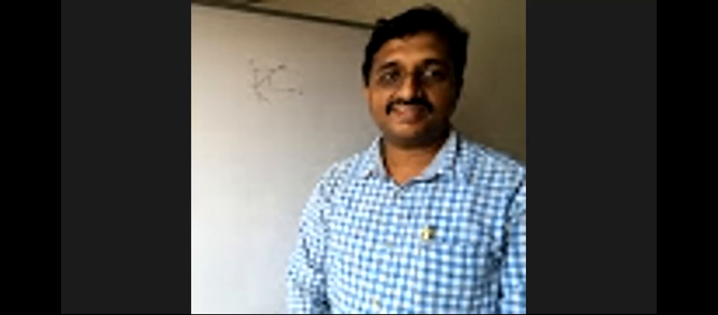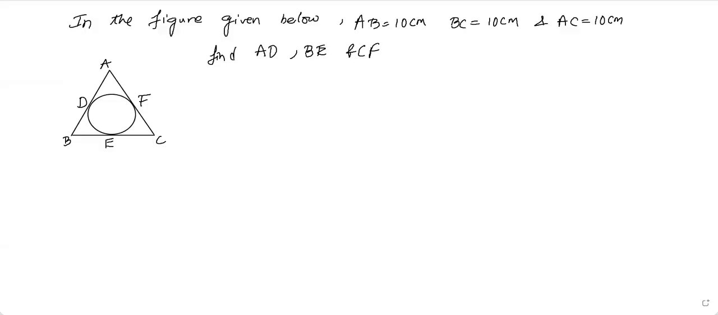Let us see on geometry now. In the given figure below, AB is 10 centimeter, BC is 10 centimeter. So you have to find what is AD, BE, and CF. Okay, so let us find it.